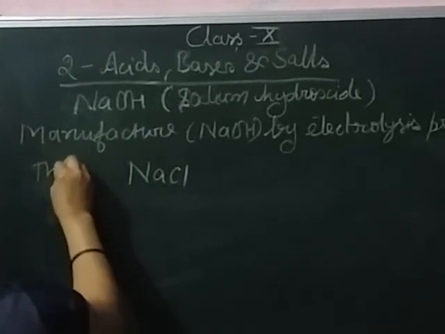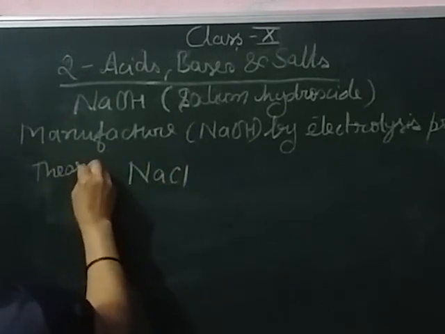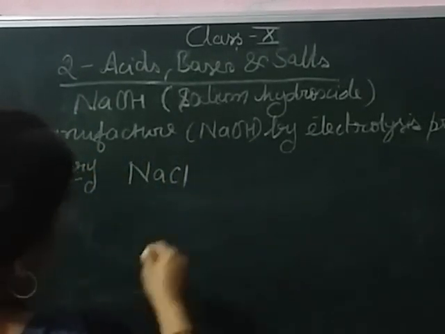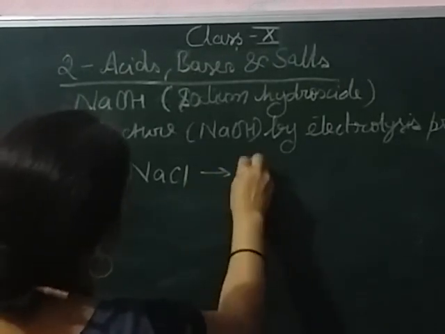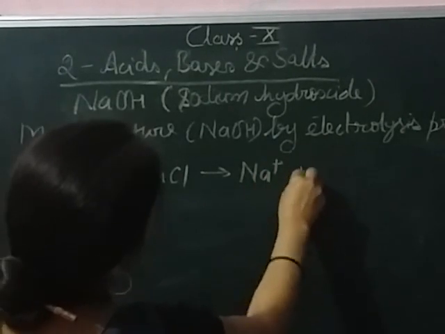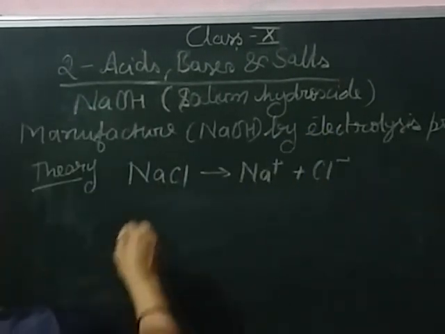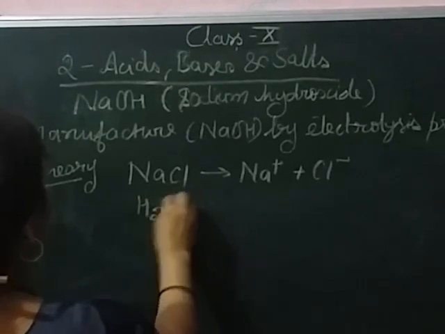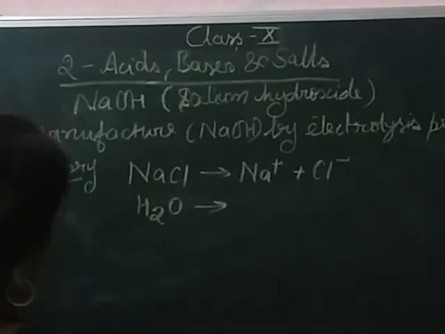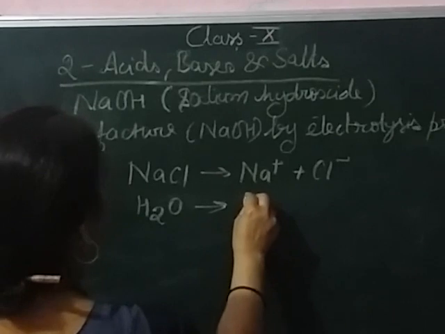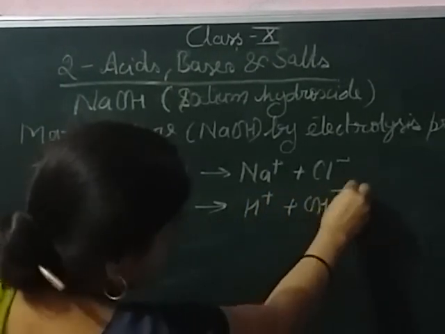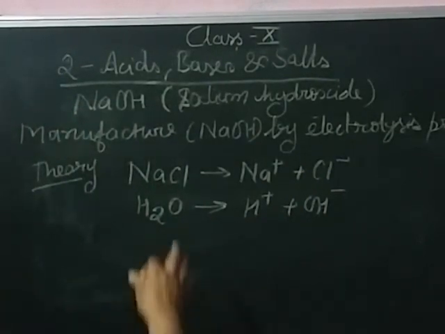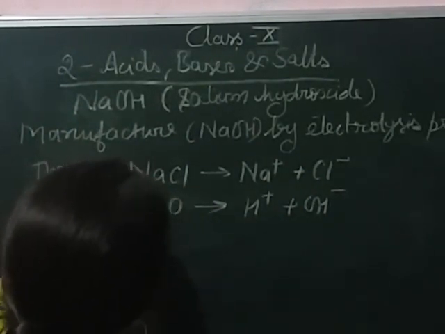The theory of this electrolysis process is that when NaCl decomposes in the aqueous solution, it forms the sodium positive ion and chloride negative ion, and the water which is mixed in NaCl also decomposes into the hydrogen ion, which is a proton, and hydroxyl negative ion. So this is the decomposition of the salt and the water.